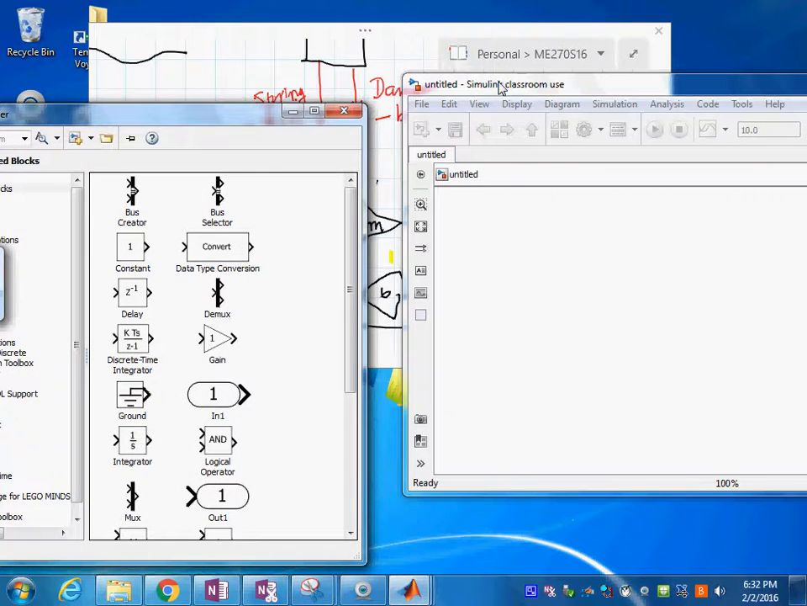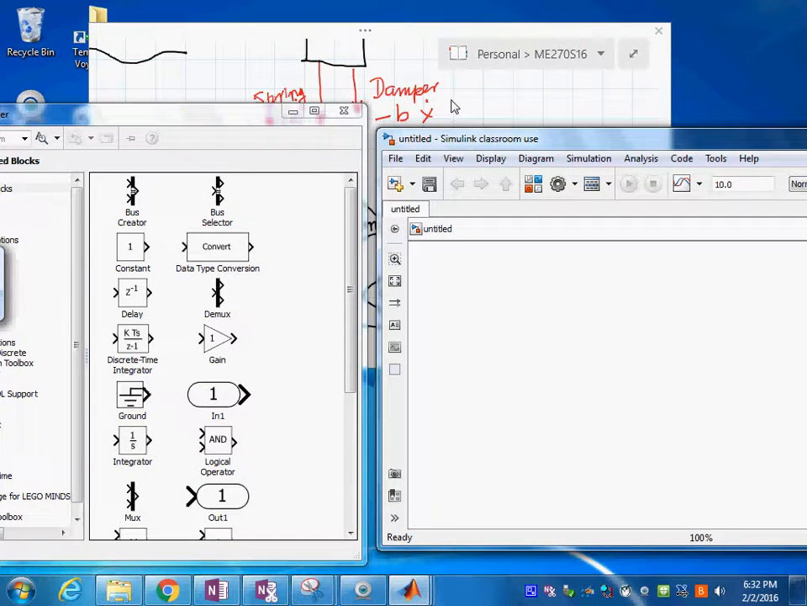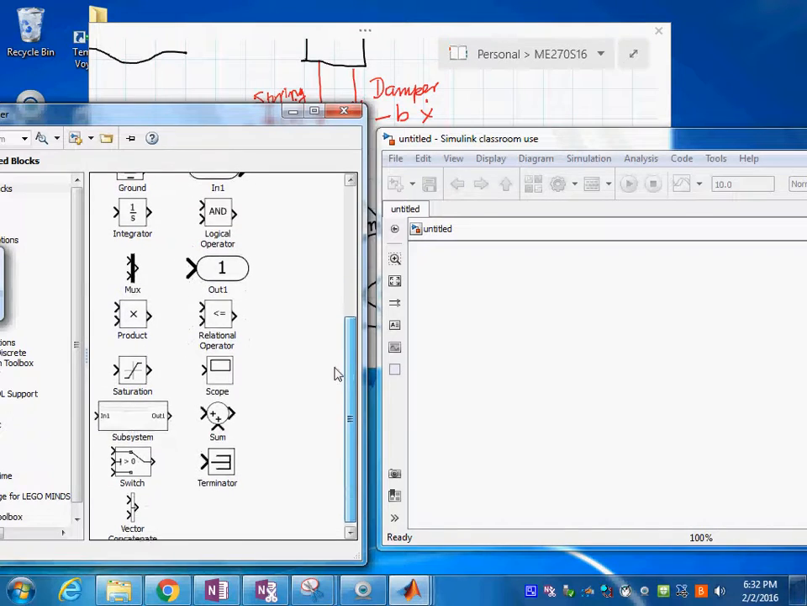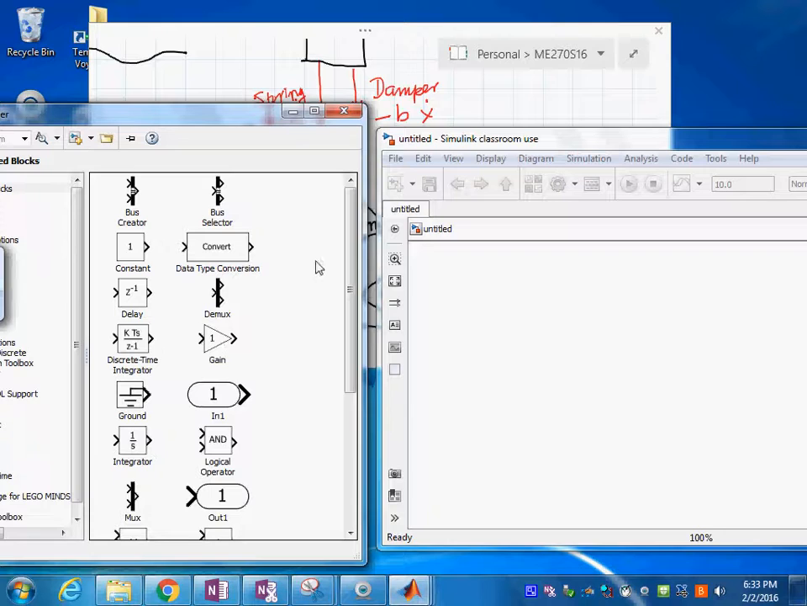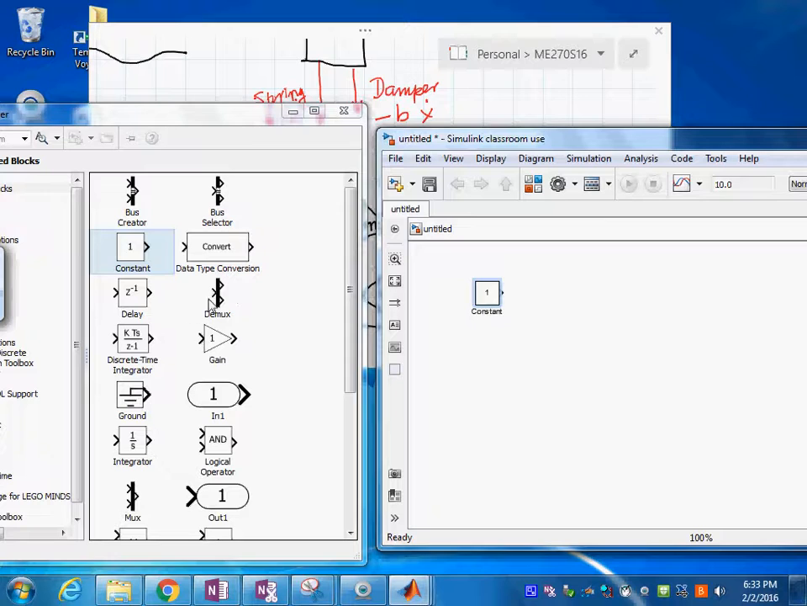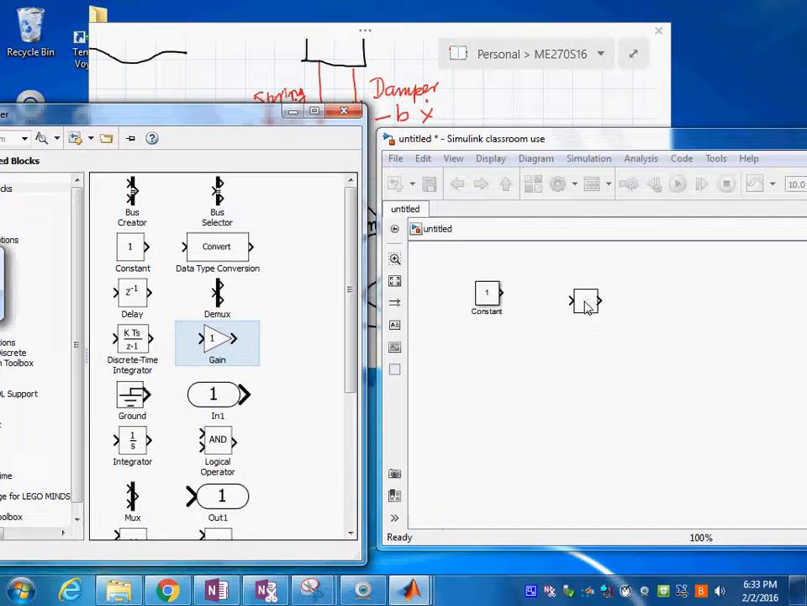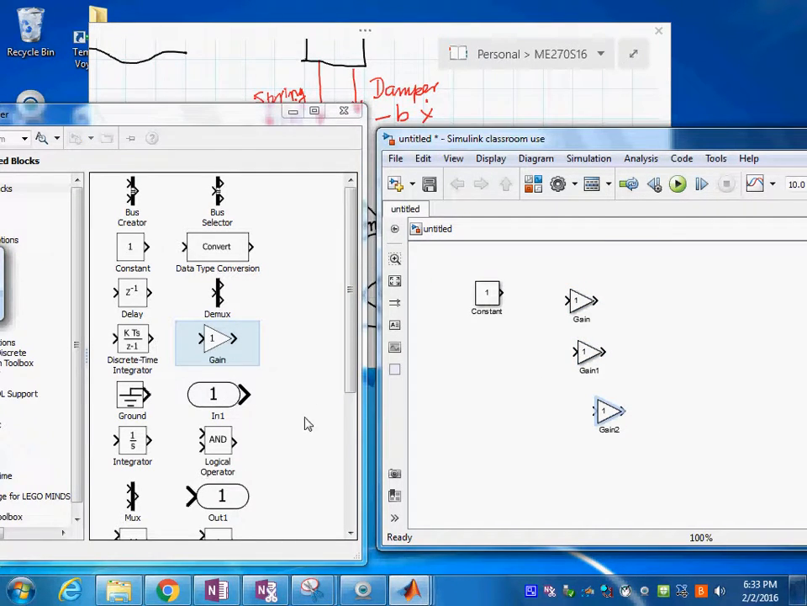Which one did I pick? This one that says commonly used blocks. So in here, what I would do is just bring in the ones that you're gonna need. Like, for example, you go up here, you're gonna need this guy. And you're gonna need this one. I think like 3 of these. We'll move them when we need it.